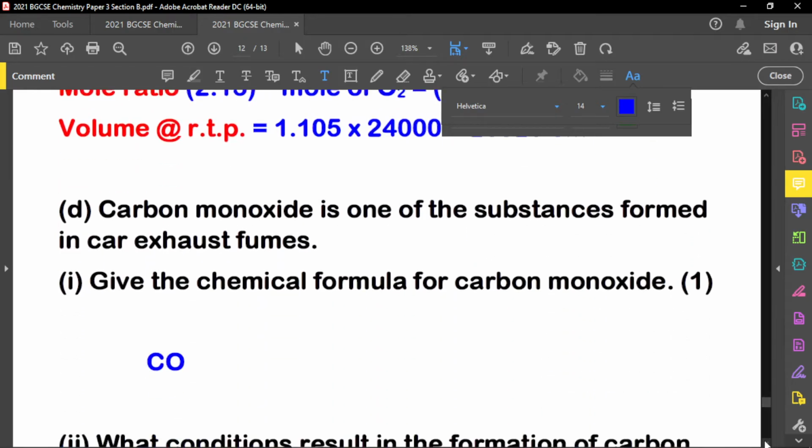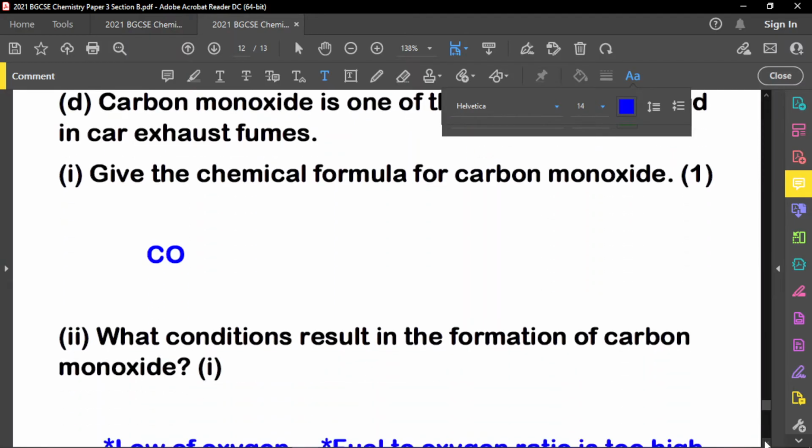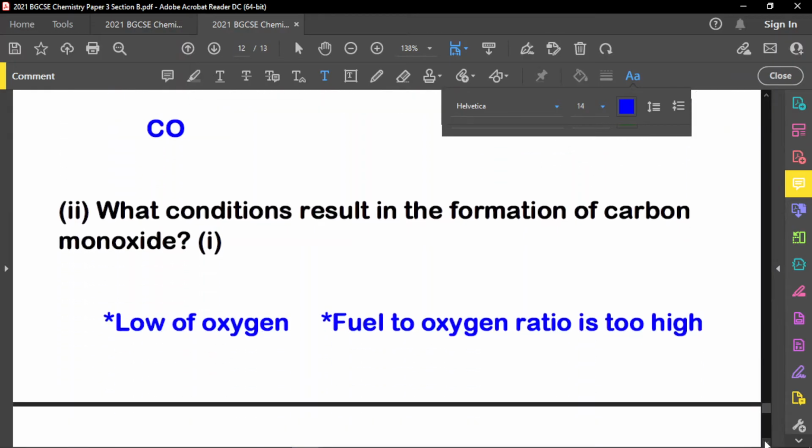Now for this part, carbon monoxide is one of the substances formed in car exhaust fumes. We are to give the chemical formula for carbon monoxide, and carbon monoxide is just simple CO. All right, and next, what conditions result in the formation of carbon monoxide. Carbon monoxide is formed because when you have a lack of oxygen, or generally when the fuel ratio is higher or way higher than the oxygen ratio. So the fuel to oxygen ratio is definitely too high, and so therefore you have incomplete burning or incomplete combustion of the fuel, and hence you have carbon monoxide forming. Let's say you have that yellow smoke. Not yellow smoke, black smoke or yellow flame.